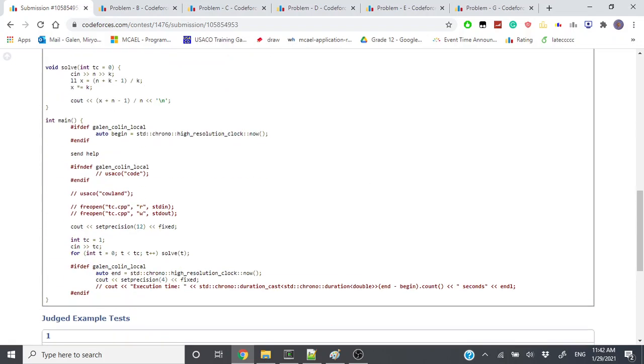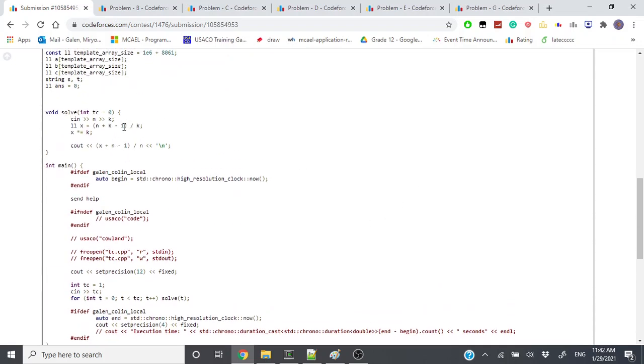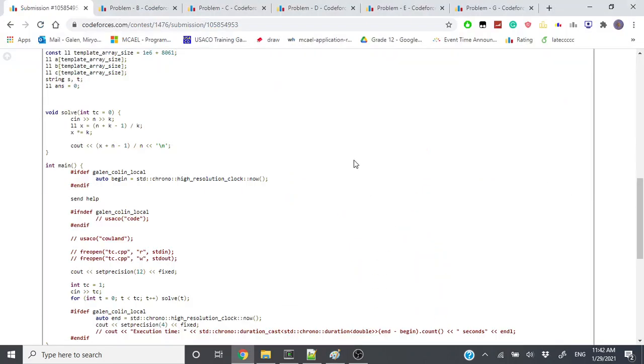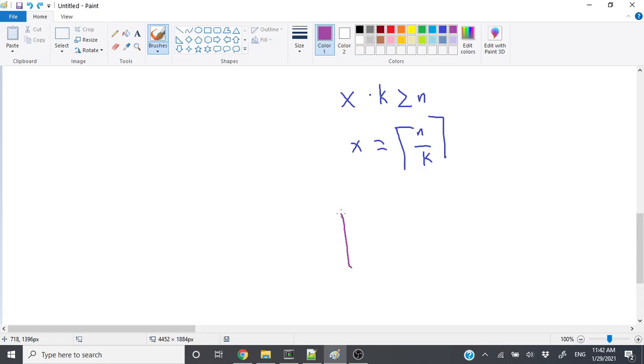So in code, I just do that. You find x to be the ceiling of n over k, and a trick you can do is that the ceiling of a over b is equal to the floor division of a plus b minus 1 over b. I will not prove that because it's basically just casework. If it's exactly divisible, of course it works. And if not, then you can show that it'll always work out everywhere else.